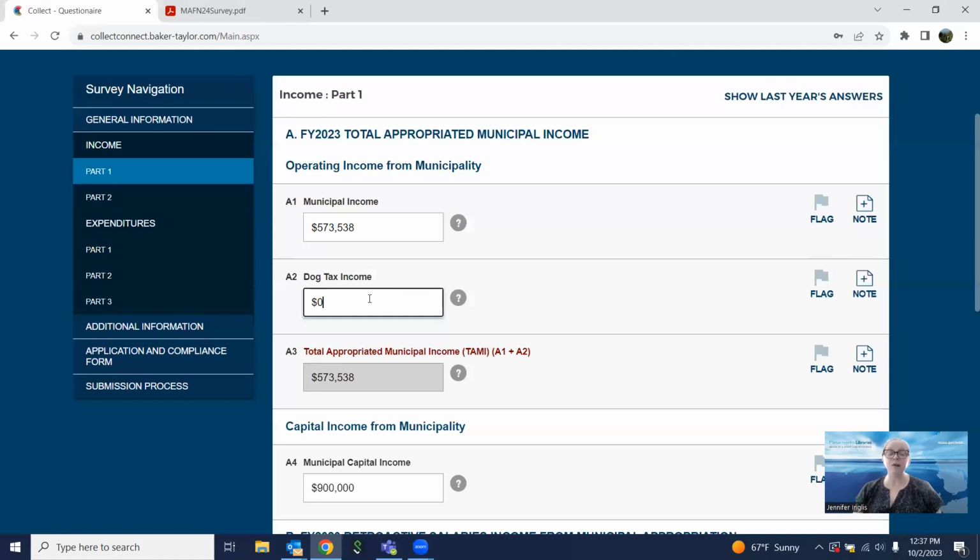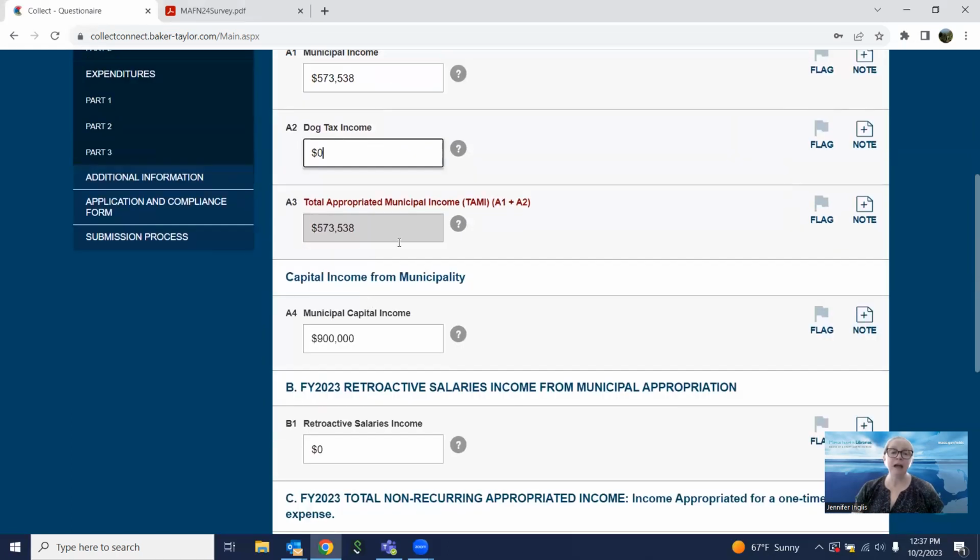And if you are a library who receives dog tax income, that will go here. And then these, it looks maroon on this computer. These answers are totaled for you and they're grayed out, which means you can't save them. And that's because it's calculating it from up above. So you'll see your total appropriated municipal income, otherwise known as your TAMI, is A1 here and then A2 here.